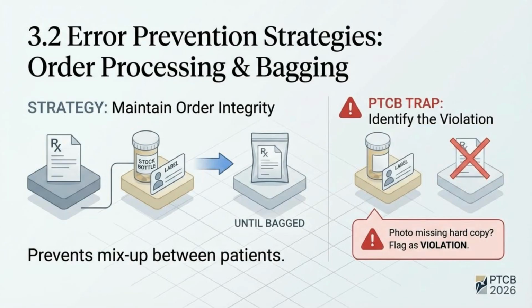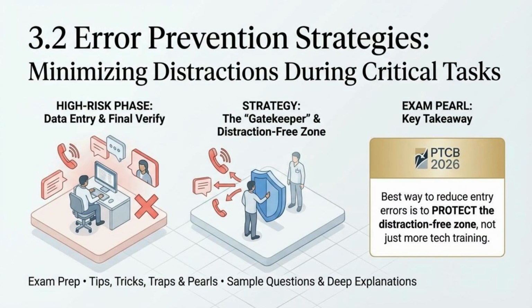Order processing strategy requires maintaining order integrity by keeping all items for one patient together until bagged. A PTCB trap is a scenario where the hard copy is missing. This is a critical violation. Minimize distractions during high-risk phases, like data entry and final verification. The best way to reduce errors is to protect the distraction-free zone, often referred to as the "gatekeeper zone."